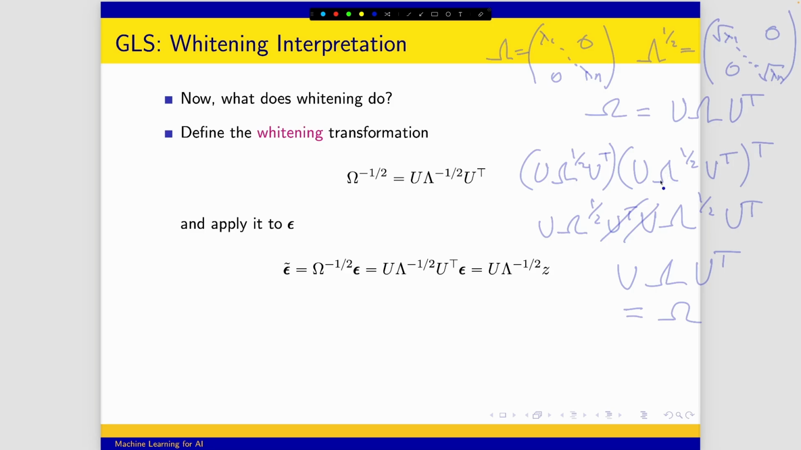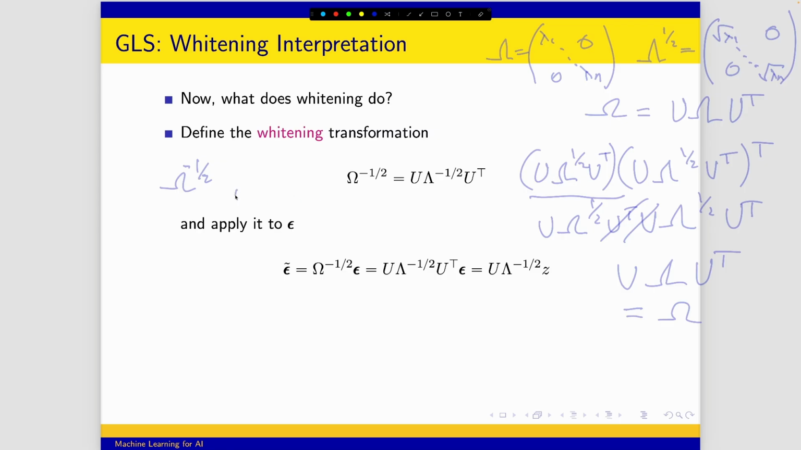And there are infinitely many square roots, right? They're not unique, but this is one of them, and the Cholesky factor is another one. Now, if this is a square root, what's the inverse of this? Well, we can call this square root omega to the half. So I'm labeling omega to the half as a square root of omega. And what's the inverse of this? Let me call that omega to the minus a half. It's the inverse of this.